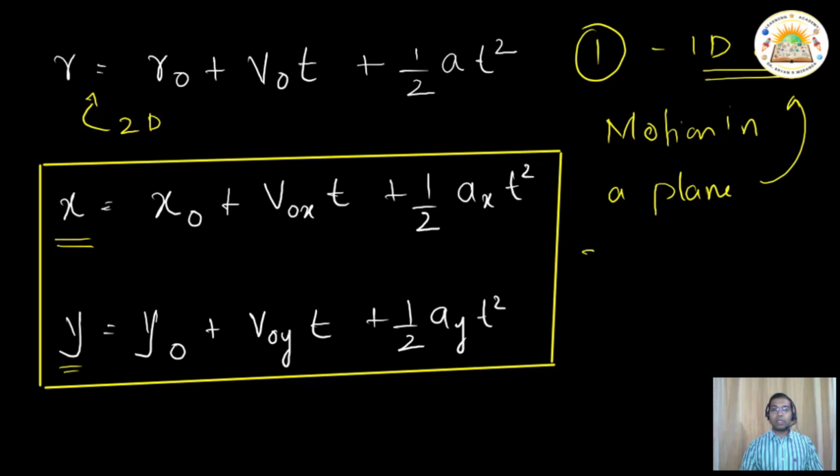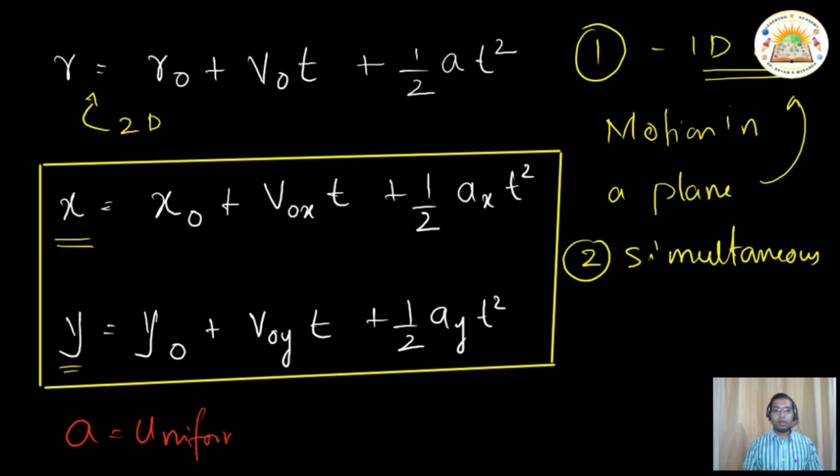The second one is, these are simultaneous equations. So we can solve these as simultaneous equations provided the acceleration is uniform, not constant, but rather uniform. So only if the acceleration is uniform can we simplify a two-dimensional motion equation into two separate one-dimensional equations and then solve them simultaneously.